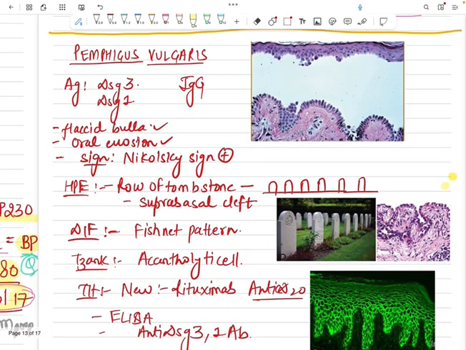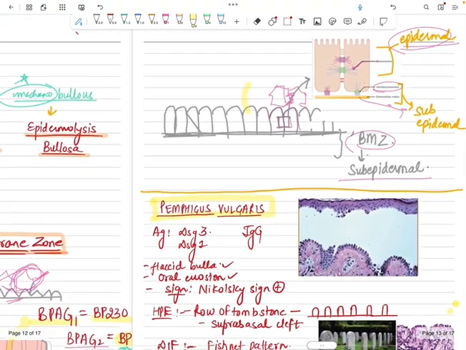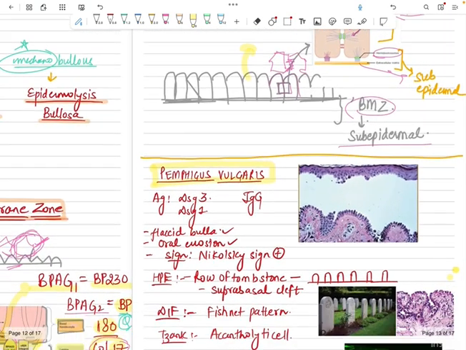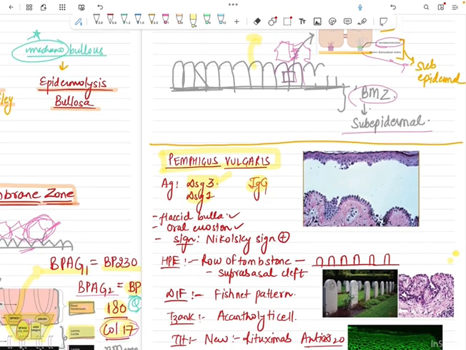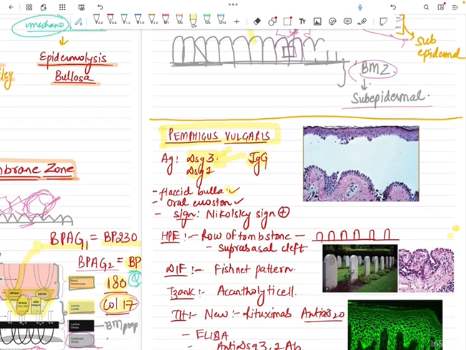Coming to the very important topic, which is pemphigus vulgaris. Now we do understand the pathology is above the lamina, above the basement membrane zone. So it is obviously pemphigus. So what was this? This is desmosome. Which desmosome? This is DSG3, desmoglein 3, and desmoglein 1. Desmoglein 3 obviously is more common in pemphigus. So IgG antibodies are formed against this desmoglein 3, right?